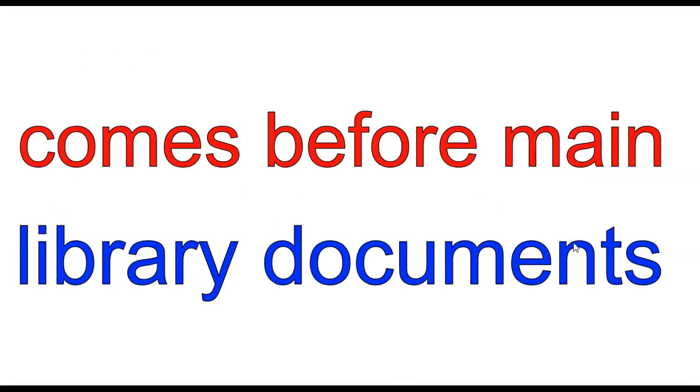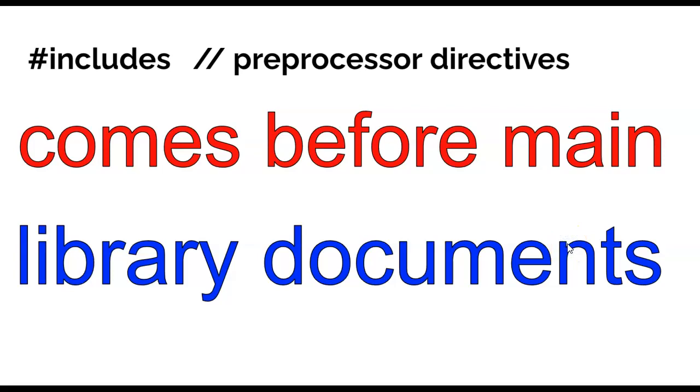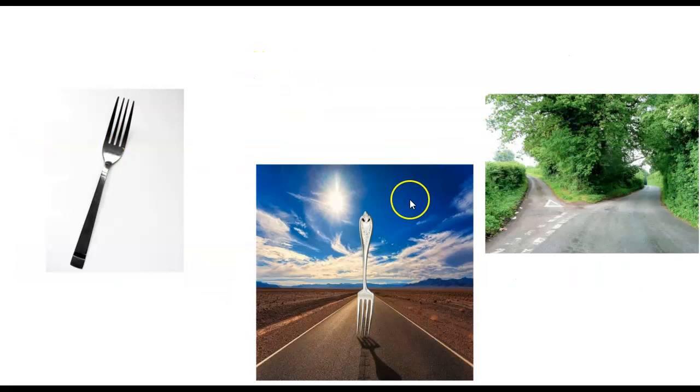So this slide says something comes before main, and then it says library documents. So what comes before main? And those are called your preprocessor directives, or your includes and your defines. So in Python, we should have been familiar with our import, and import and #include would be synonyms for each other. Python uses import to link external library files, and C uses #include. So my preprocessor directives, because these things occur before the code actually runs, will appear before main.